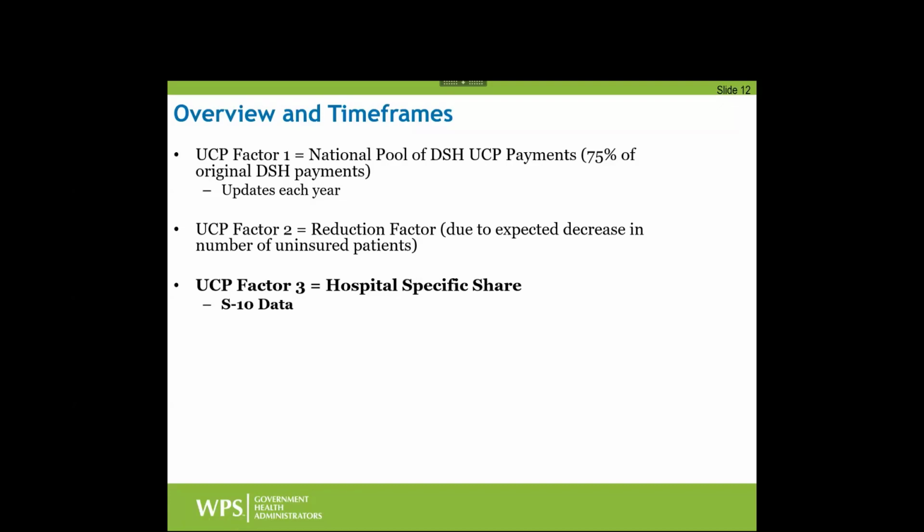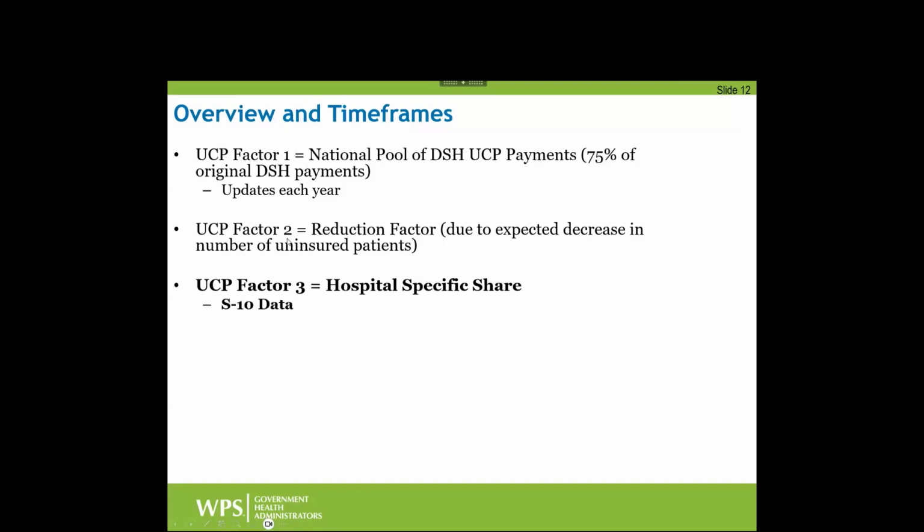But in '13, they started this uncompensated care payment, and to fund it, they carved out 75% of the traditional DSH payments. So that set aside a pool that was then going to be apportioned out based on these other factors. So every year, a new factor one is calculated by taking 75% of what would have otherwise been the DSH payments. Now, of course, that gets updated each year, and that's in the Federal Register.